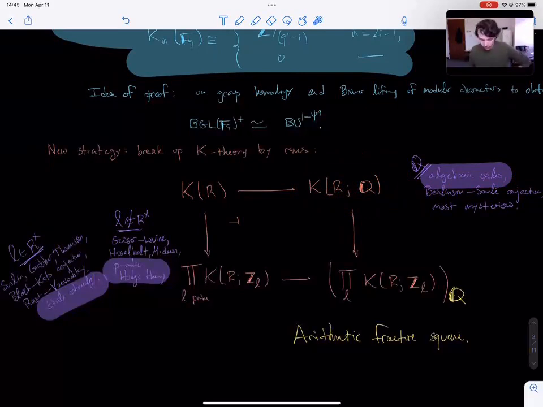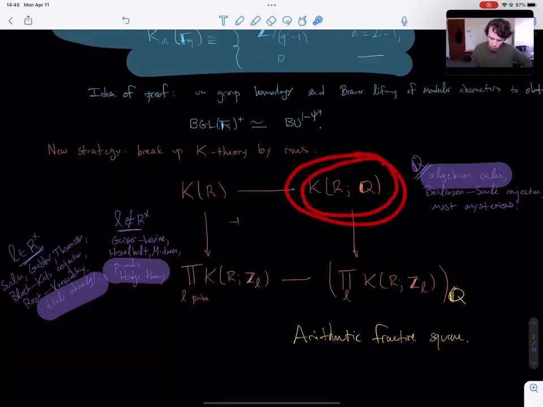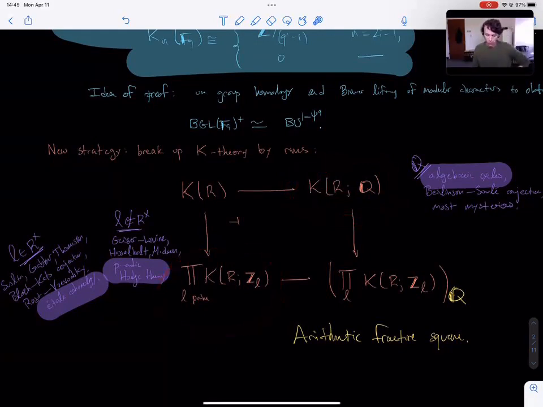So I don't know. This part for a general ring R is very mysterious. On the other hand, the last 50 years have seen a huge amount of work on the profinite completion part. And that really splits up into two different regimes.